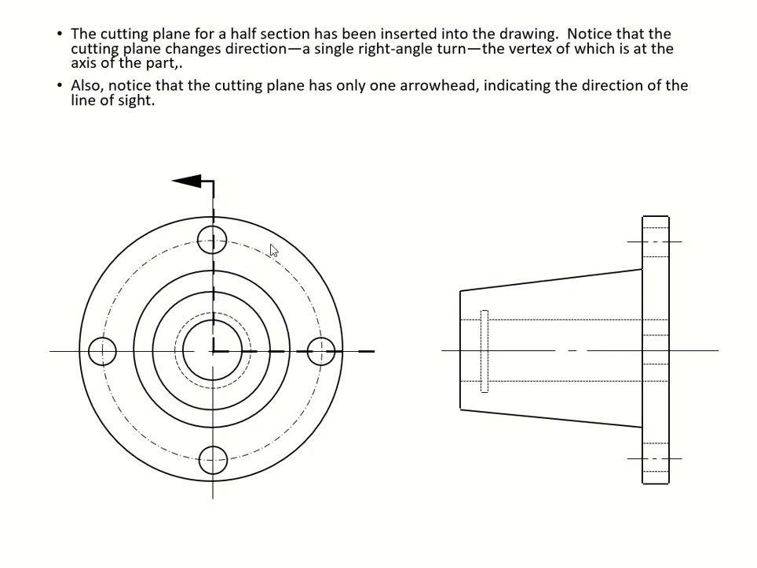A single right turn, okay, like this, and then turn. So the vertexes are the axis of that part. And of course, since this is turning into that side, you can see only one arrow.